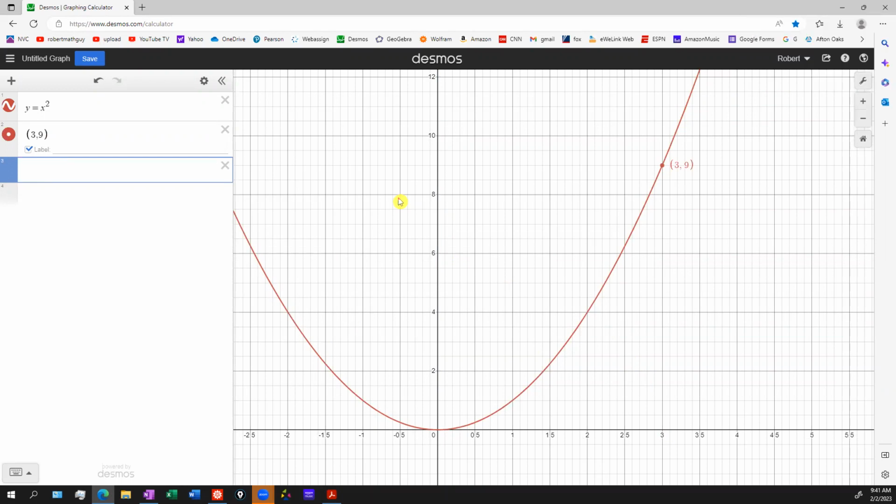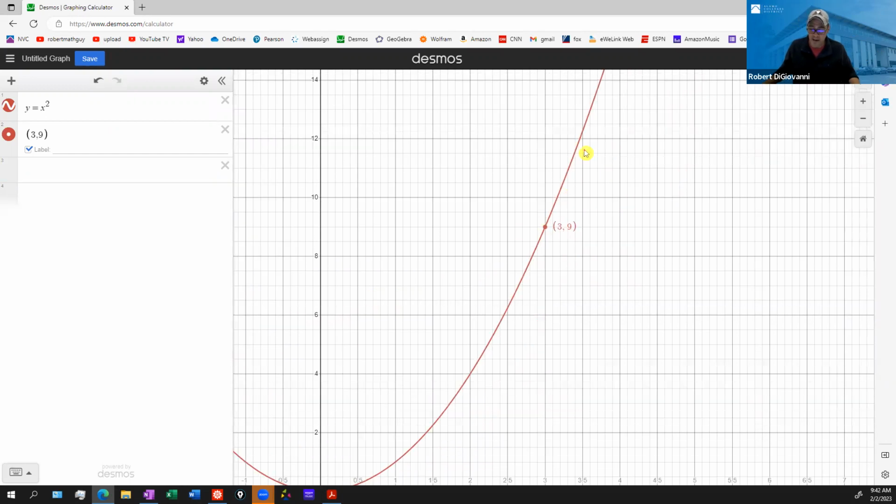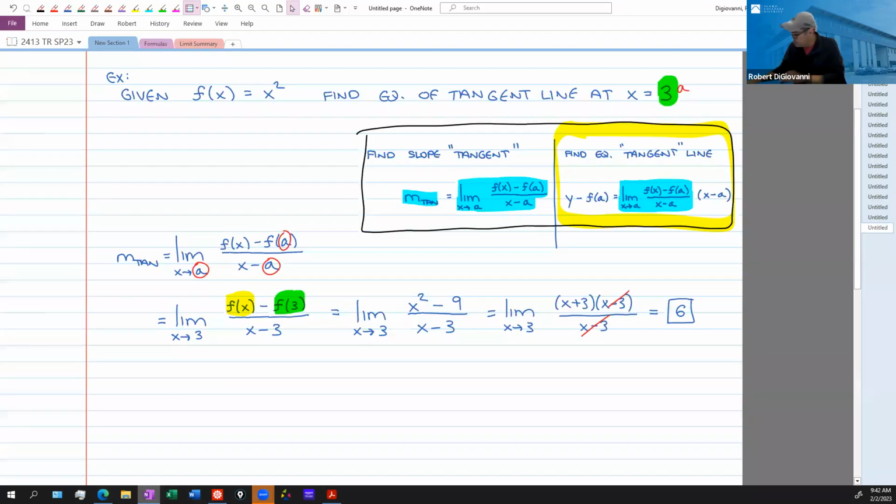What did we just say? 6, right? That's the slope of the tangent line. What I need to know now is what is the equation of it so I can graph it. And when I graph it, we should see a line that just barely touches through that point. Let's get the equation.